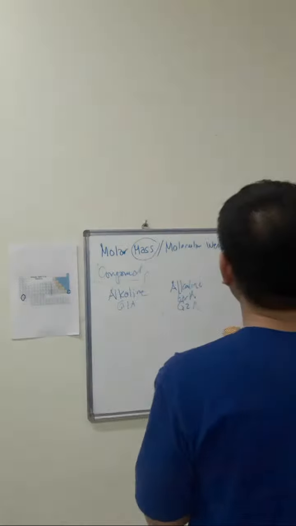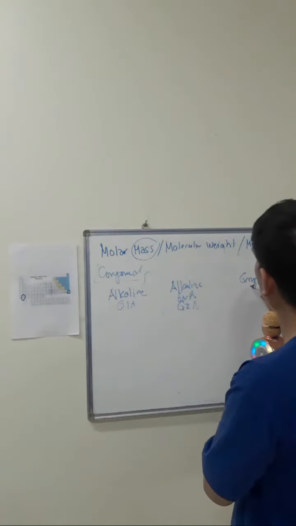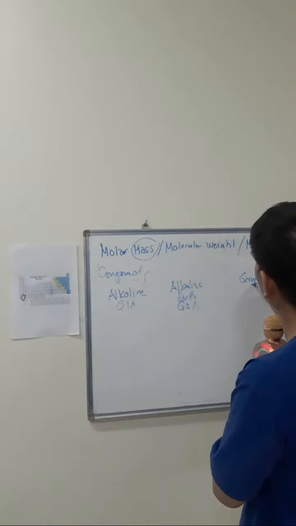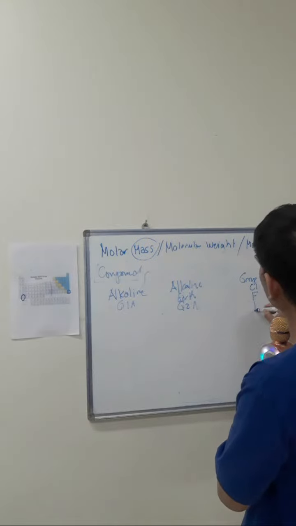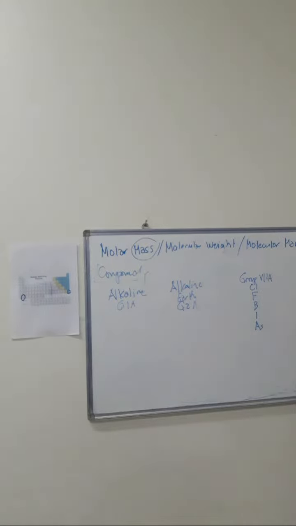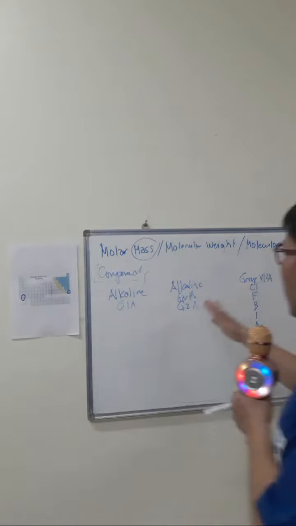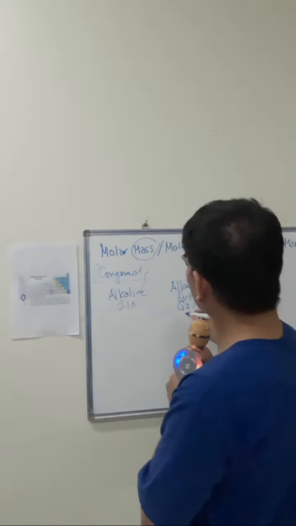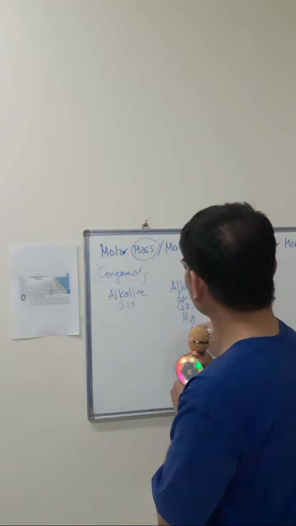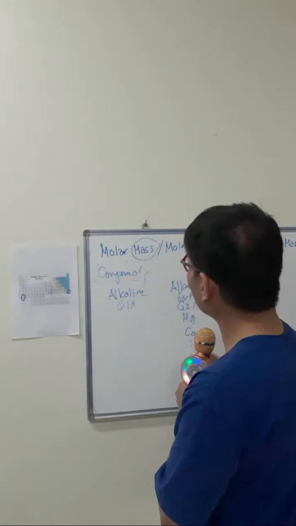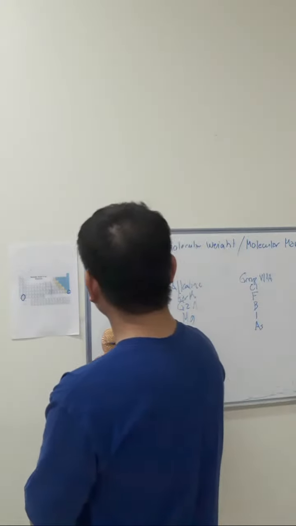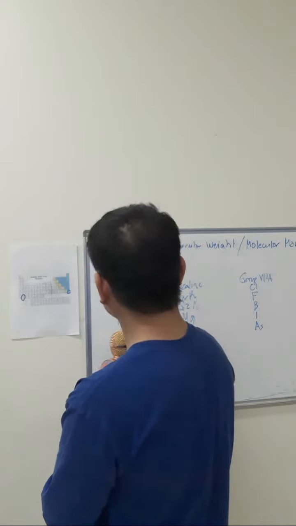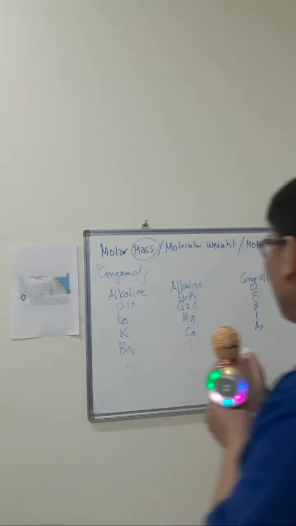Group 7 includes chlorine, fluorine, bromine, iodine, and astatine. Then the alkali and alkaline earth metals: magnesium, calcium, and so on; and sodium, potassium, barium. So let's make an example using these.